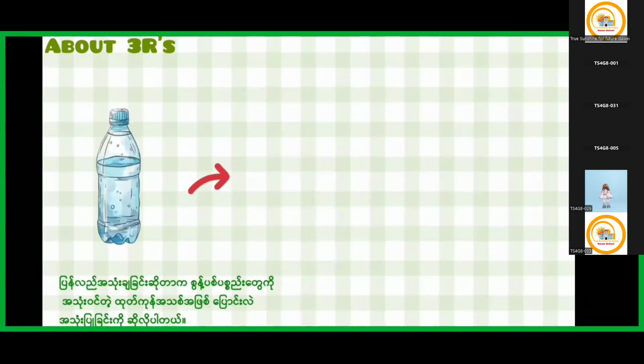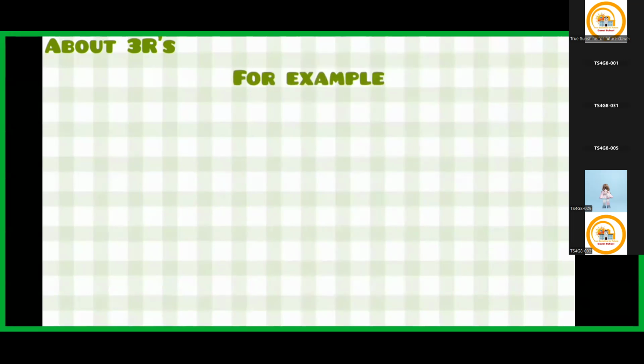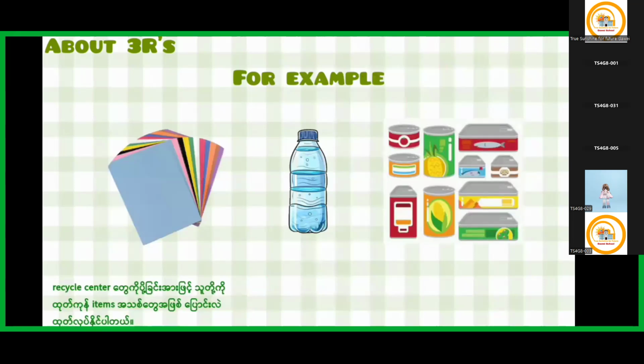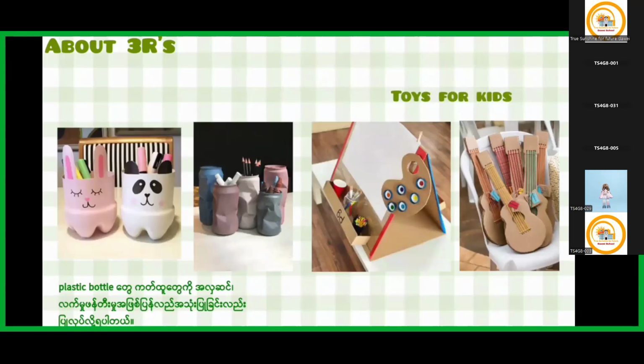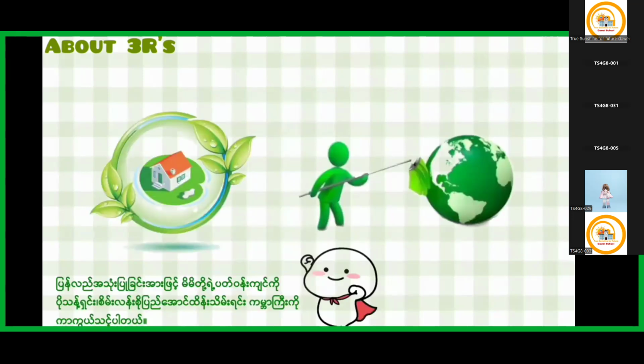The third is how to recycle. Recycling means turning waste material into new and useful products. For example, we can collect used paper, plastic bottles, and cans, then send them to a recycling center where they can be made into new items. You can also recycle creatively by using plastic bottles or cardboard to make crafts or decorations. Recycling not only reduces waste but also saves energy and natural resources. By recycling, we help protect the earth and make our surroundings cleaner and greener.